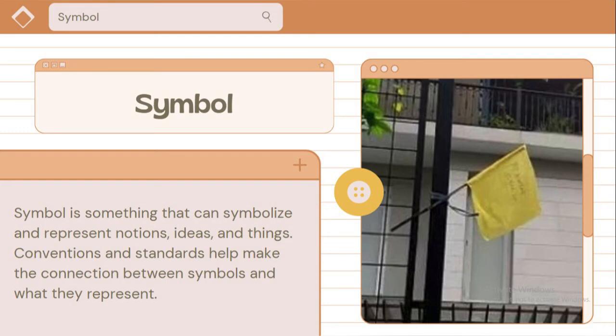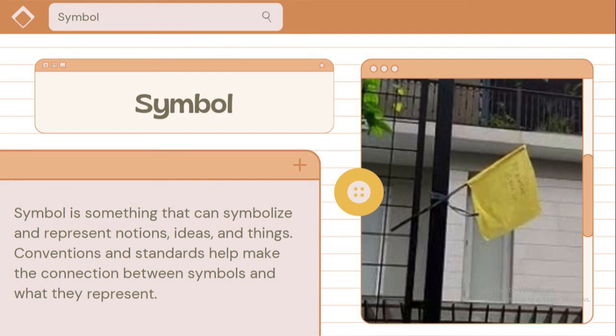And the last one is symbol. So a symbol is something that can symbolize and represent notions, ideas, and things. There is no logical connection between a symbol and what it represents. The connection must be learned, and it usually becomes associated with the concept it represents over time. Conventions and standards help make the connection between symbols and what they represent.